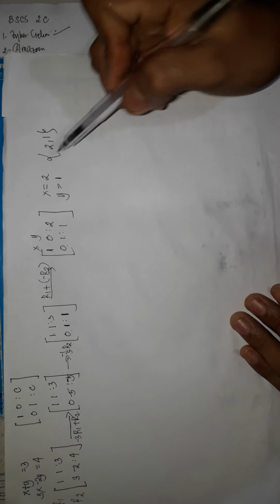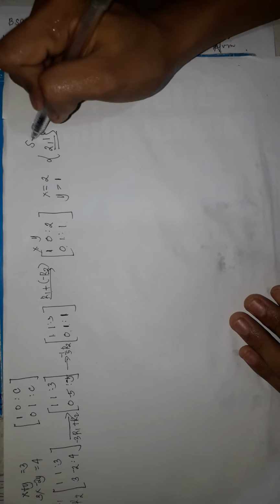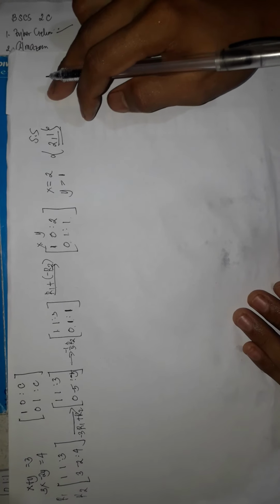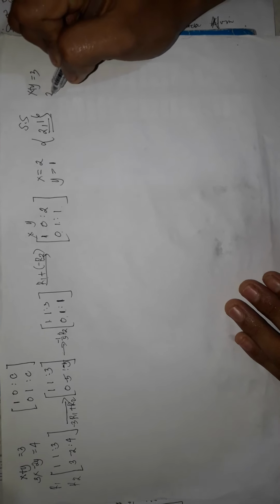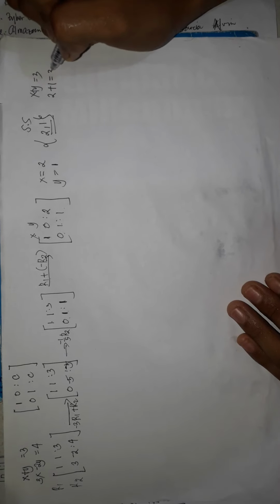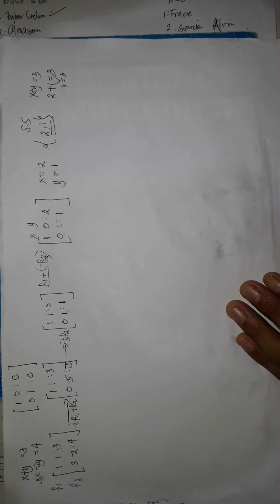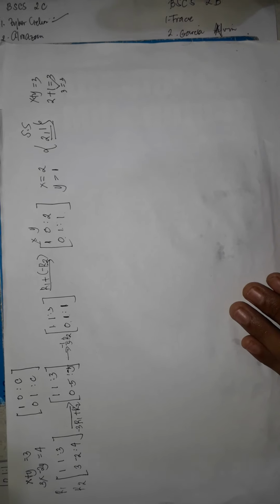Of course, this solution set would satisfy the given equations. For example, as proof, take x plus y is equal to 3. What's the value of x? 2. Y is 1. Then we add, and both sides match. Therefore, x plus y is equal to 3 has a solution of 2 and 1.